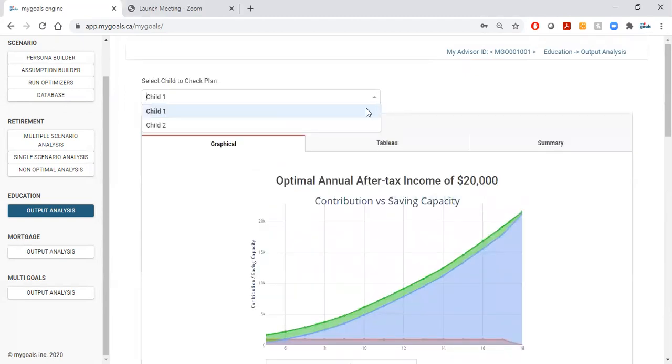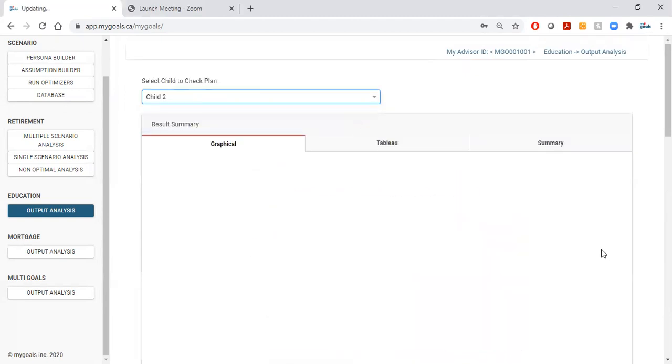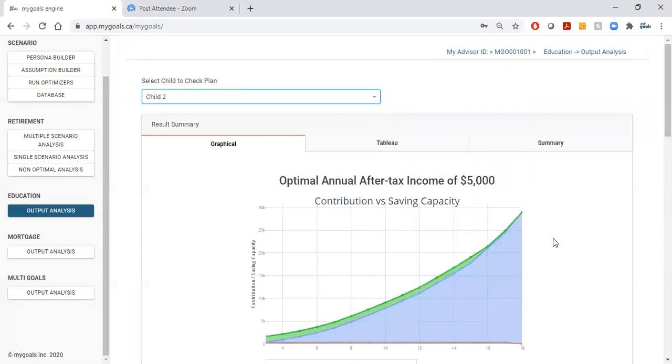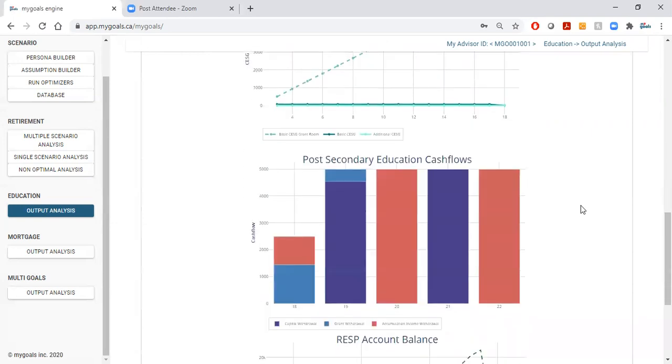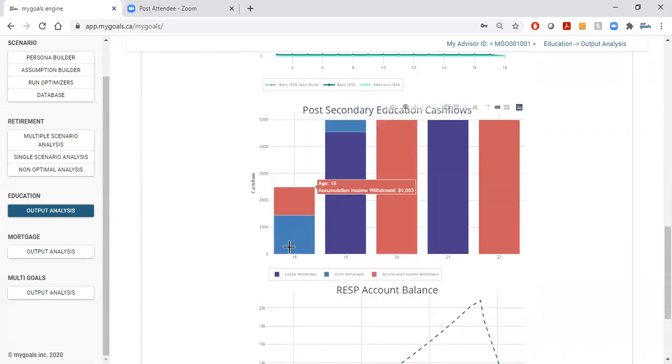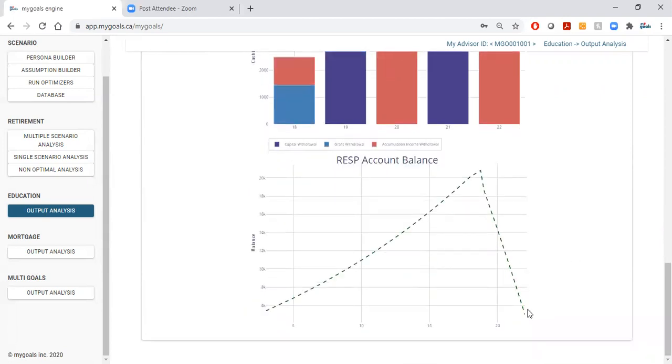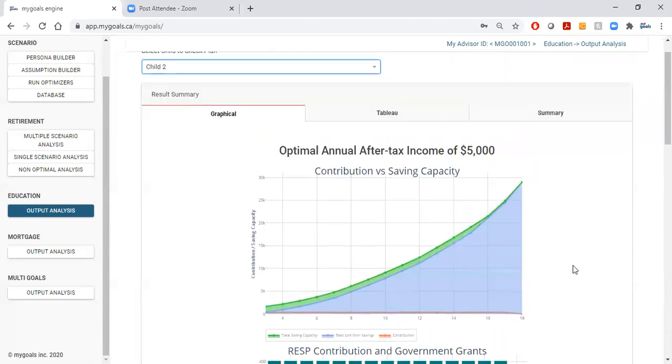Looking at child two, who was a little less ambitious, only needed $5,000 a year in income. So that will be well below the taxable threshold. We make these contributions, we collect this much in grant, and we're taking into account the existing balances that are there. These are the withdrawals. There's nothing taxable, no red. So we've succeeded in eliminating taxation. The RESP account is drawn down towards zero.